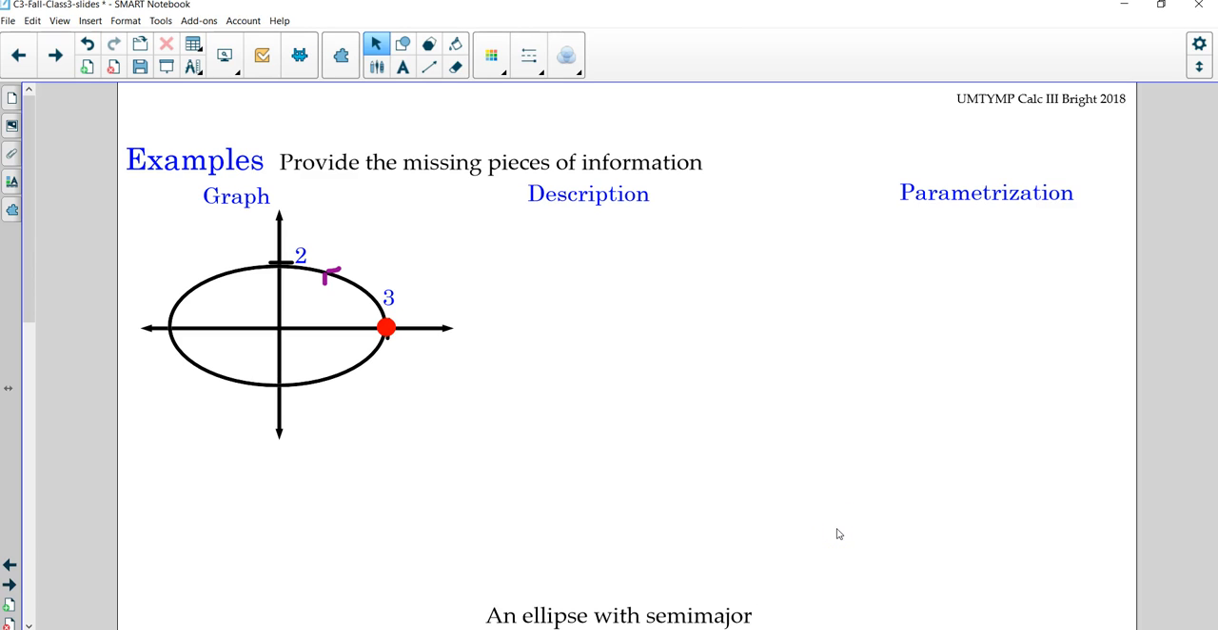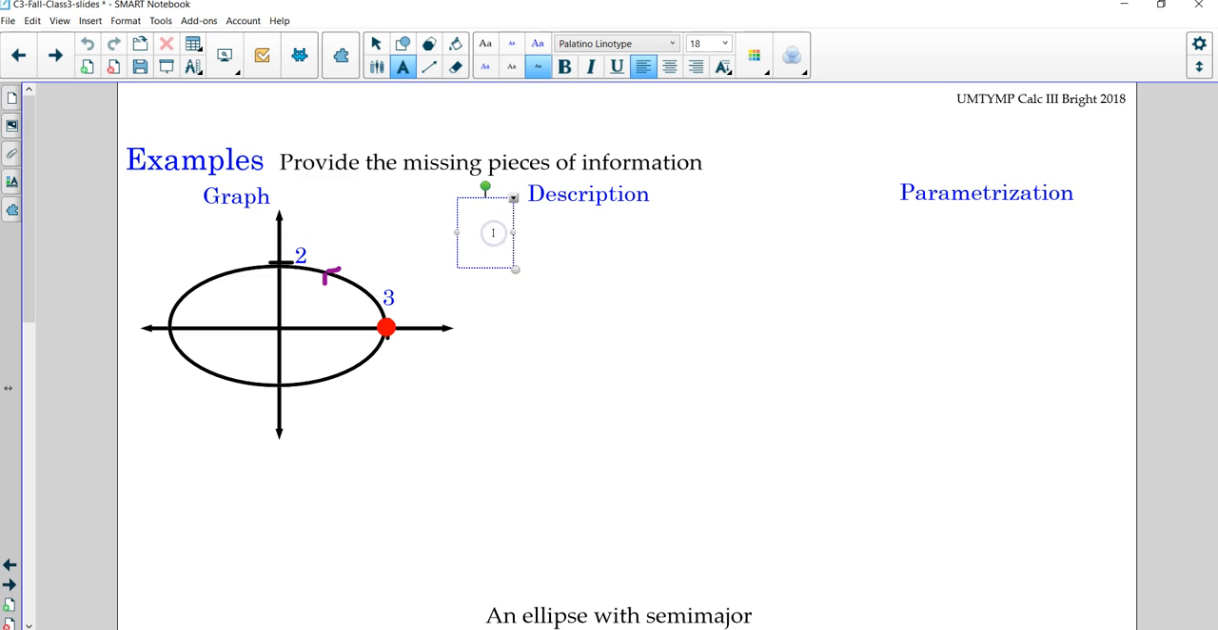We're going to do one more example in this video, and it has to deal with ellipses. For this problem, I actually want us to fill in the missing pieces between the graph, the description, and the parameterization. So in the first one, an ellipse is given where the graph is shown, okay, and then we need to give the description. So I'm just going to go ahead and type this in, or you can write it in however you want.